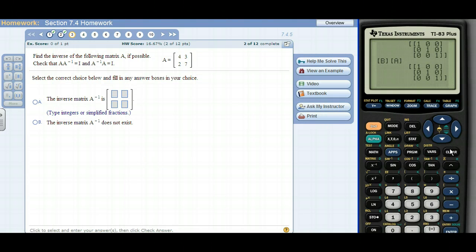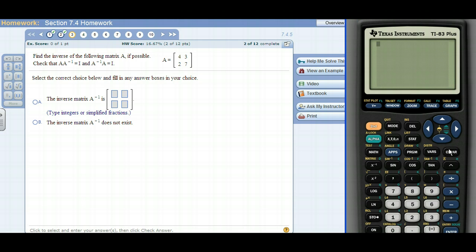Okay, now with time permitting, we would go through that when you'd have to do one or two of them by hand for me, but since we're running out of time here, go to your matrix menu, edit. Again, make sure you have the right dimensions in there. We need a 2 by 2 matrix, and then put the numbers in: 4, 3, 2, 7. Alright, back out.